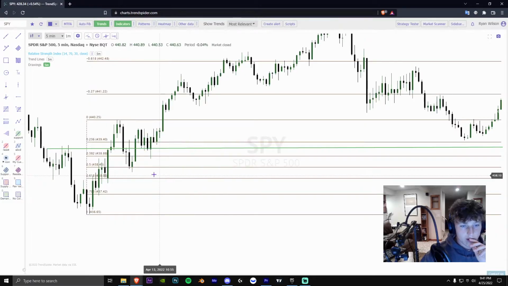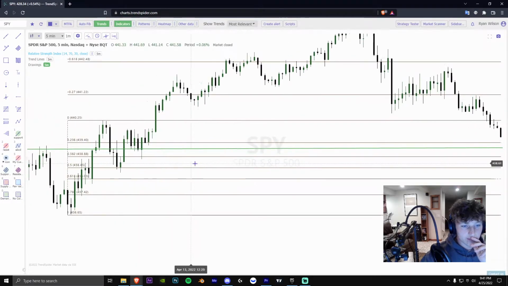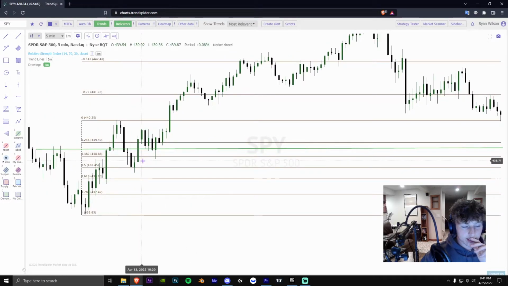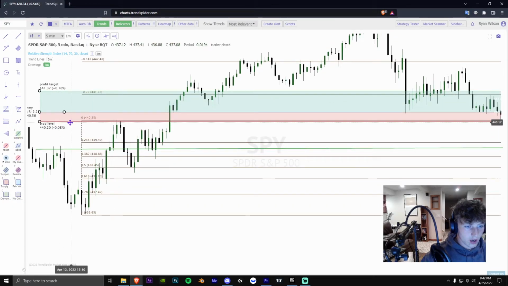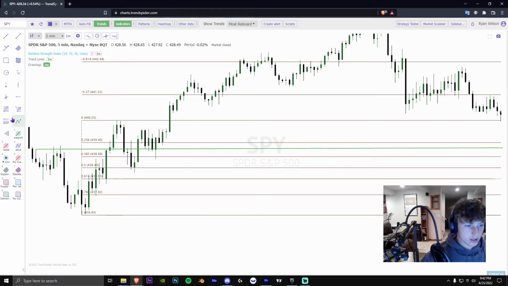So it holds this 0.5 perfectly, and the trigger to get in was you could have taken this reversal right here. Once it recrossed this 0.382 fib, that could have been your reversal. And then usually your stop loss would be the 0.618 fib. And if we look at the stop loss, I think I do have a stop loss tool in here somewhere. Okay, so right here.